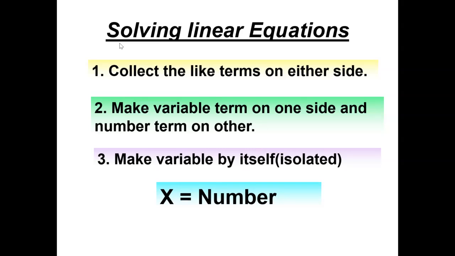So this is how you follow. You always collect the like terms on either side of the equation first. Then make the variable term on one side and the number term on the other. This is the time we get rid of one of the x's. And then we can go ahead and get rid of the number and then make the letter all alone by itself. So in the end, we end up having x equals a number. These are the steps you will follow for the remaining examples.